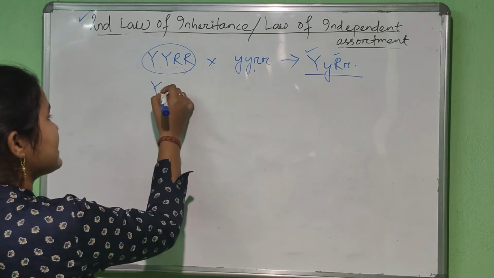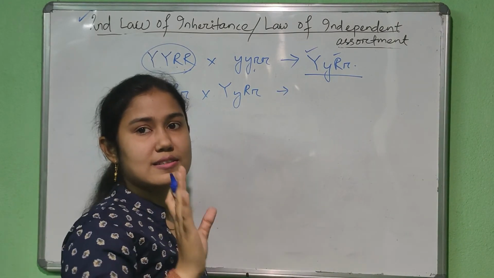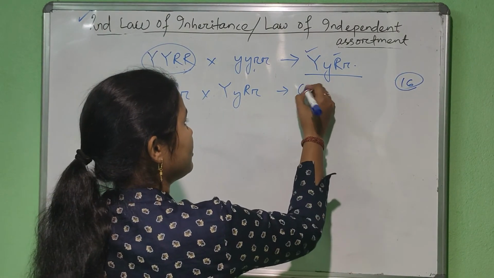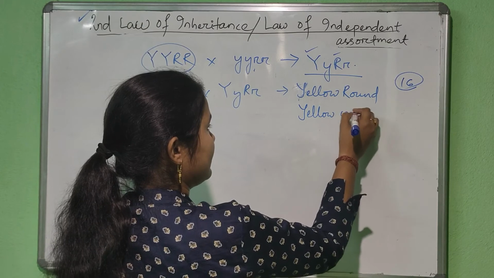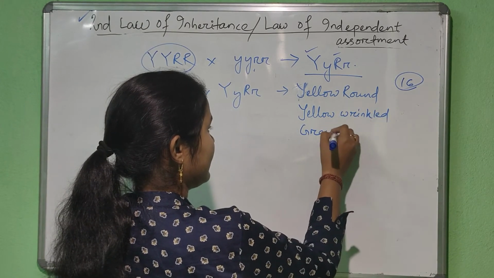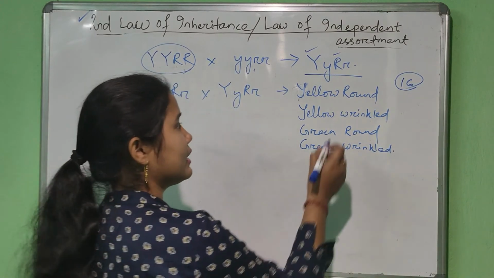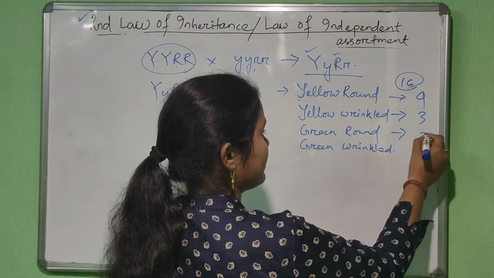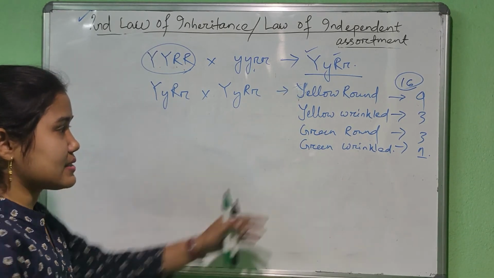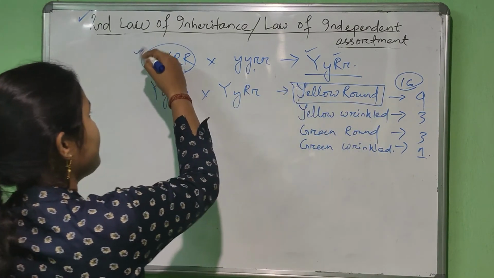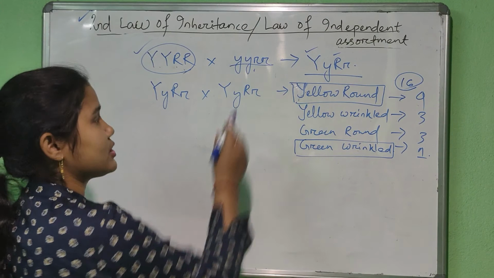Okay? And when we self-crossed the F1 pea plant, then we got how many individuals? 16 individuals. Okay? With yellow round, then yellow wrinkled, then green round and green wrinkled seeds, right? Yellow round पाए हम 9, then this one 3, then this one 3, then this one 1. Okay? Right? So if we analyze these things, your yellow round was your parental combination, right? And green wrinkled is also the parental combination, right?